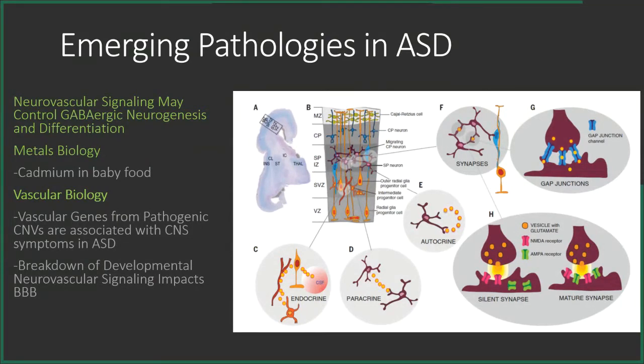Then another thing that has been noted of late, and I'll show you some of the data for this, is if you have genetic alterations in vascular genes, and I'll show you some data from pathogenic copy number variants from patients with autism or autism and epilepsy, you can actually show that those are associated with CNS symptoms in autism. And then in animal models, you can actually show that as a result of the breakdown of this developmental neurovascular signaling, there's actually impact on the blood-brain barrier. That's a new emerging field, and we'll talk about that just very briefly, and then we'll go on to some of our work from the Big Data Project.